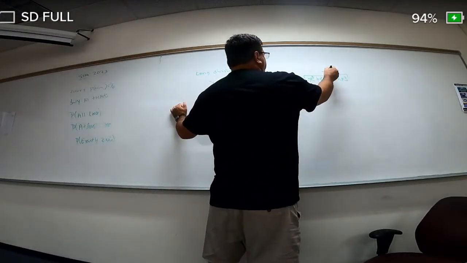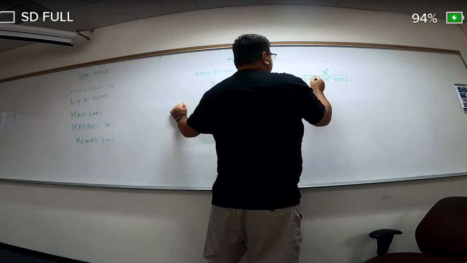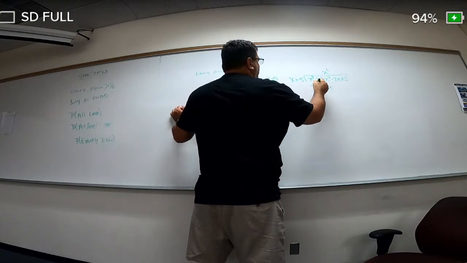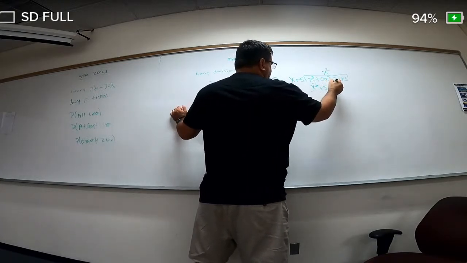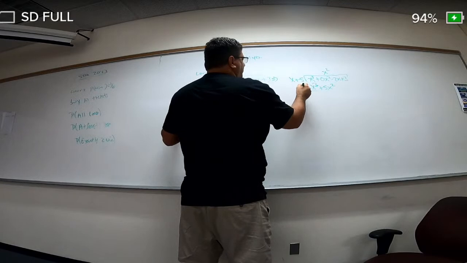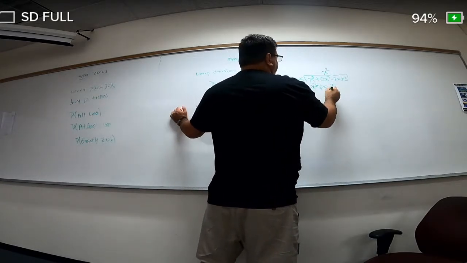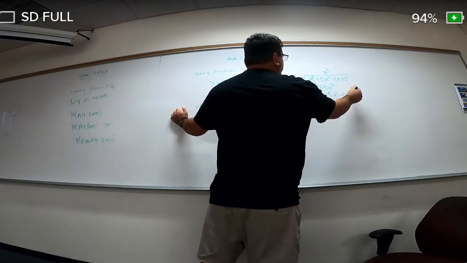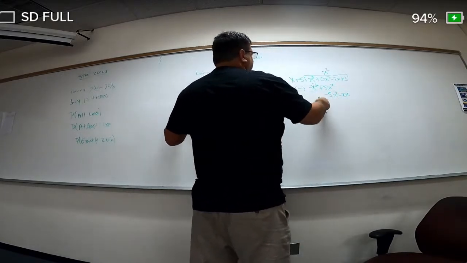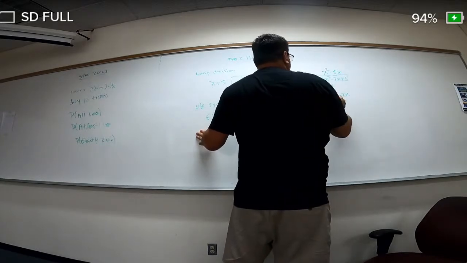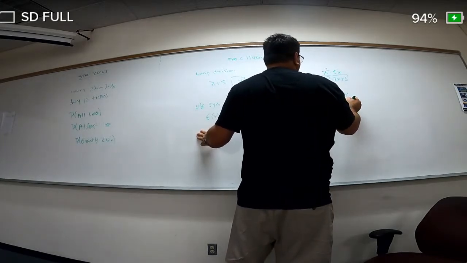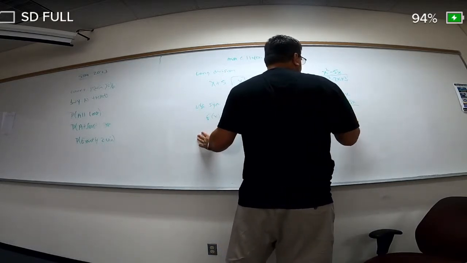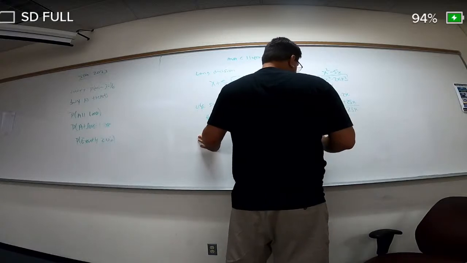X goes into x cubed, x squared times. You get x squared times x plus 5, which is x cubed plus 5x squared. When you subtract, this becomes negative, this becomes negative: negative 5x squared minus 2x. X goes into negative 5x squared, negative 5x times. Negative 5x squared minus 25x. When you subtract, this becomes positive, this becomes positive, this is 23x.